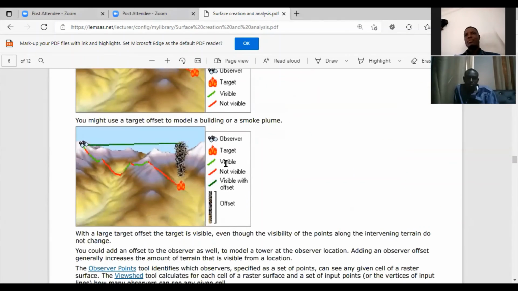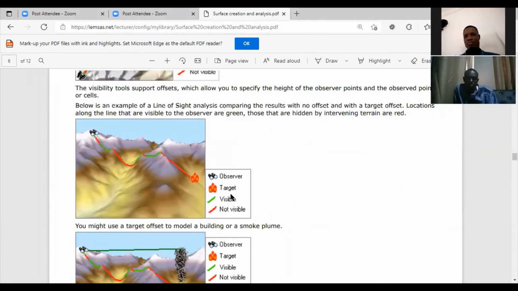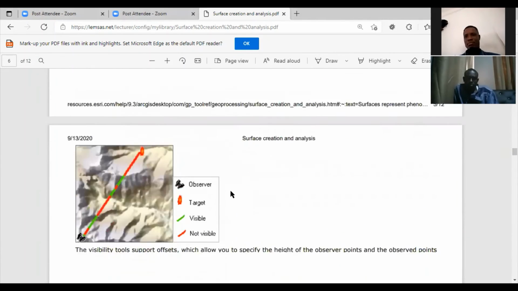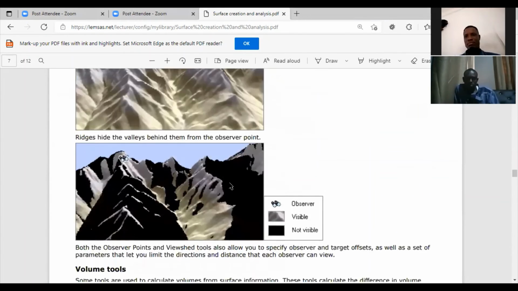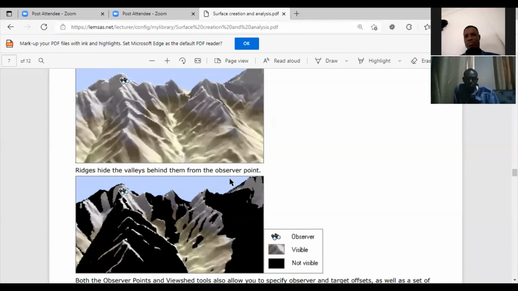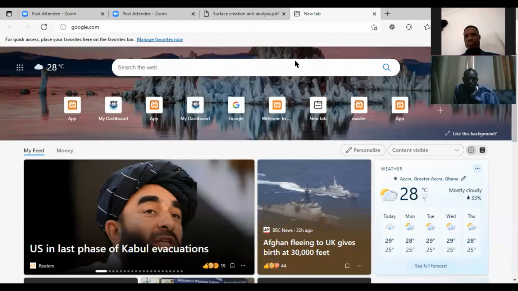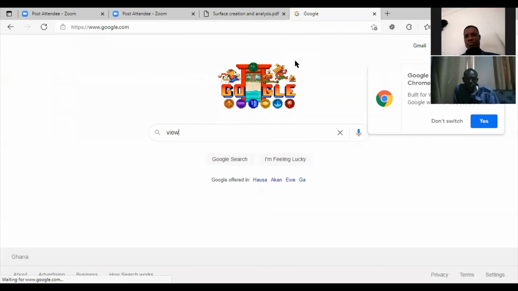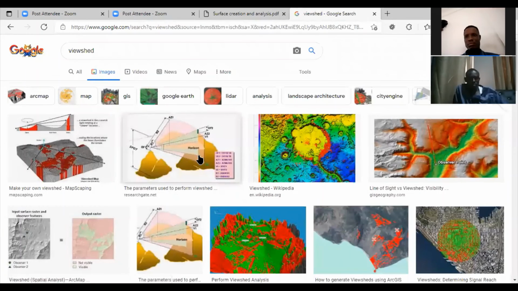Okay, so we have visibility tools. There are lots. Some of the things you are looking at here are all related to that. But when it comes to viewshed itself, of course, you can't see it here. Viewshed. Let me go to Google and get an image for you. I want our focus to be on viewshed. We can also have watershed.